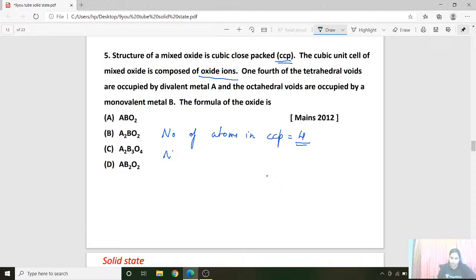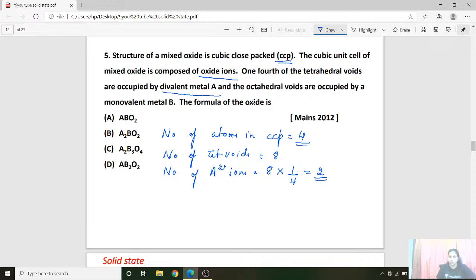Now, number of tetrahedral voids. We know that double the number is tetrahedral void. That means 8. It is said that 1/4 of the tetrahedral voids are occupied. By what? Divalent metal A. So, we are writing number of A2+ ions. Do all the tetrahedral voids get occupied? No. Out of 8 tetrahedral voids, only 1/4 is filled. That means number of A2+ ions is 2.